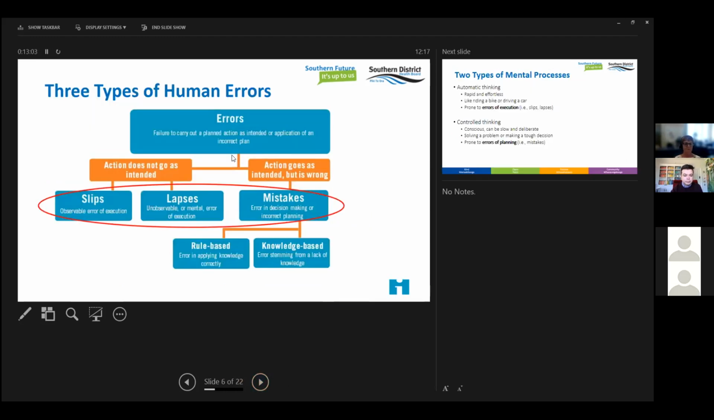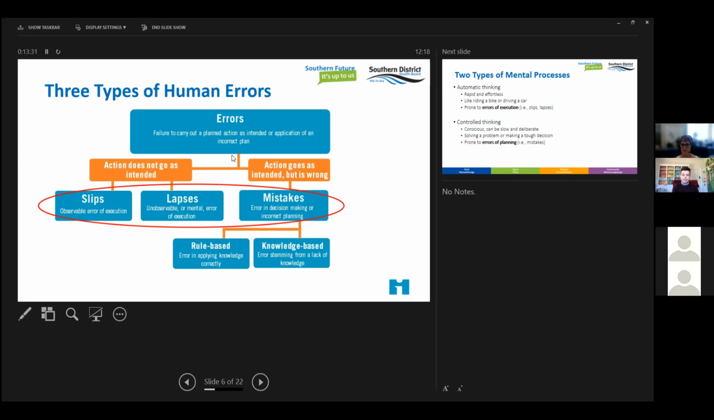So there we go. There are 3 types of human errors, and basically it is the failure to carry out a planned action as intended. One can be where the action doesn't go as intended, or the second can be the action goes as intended but it's incorrect. So when it doesn't go as intended, we've got slips or lapses. That can be, and certainly for me, medication error is one big thing that happens here.